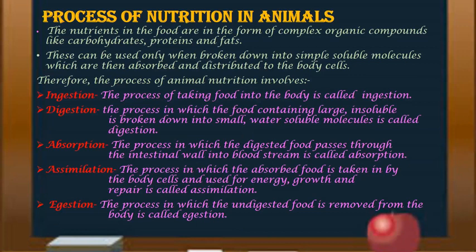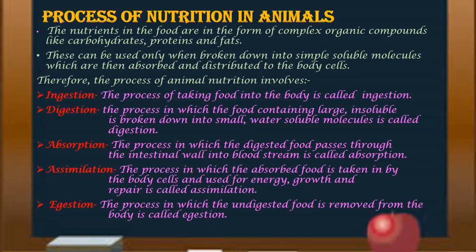Now let's talk about the process of nutrition in animals. The nutrients in the food are in the form of complex organic compounds like carbohydrates, proteins, and fats that we obtain either from the plants or by feeding on the flesh of the animals. These can be used only when broken down into simple soluble molecules, which are then absorbed and distributed to the body cells. Therefore, the process of animal nutrition involves various steps. Ingestion. The process of taking food into the body is called ingestion.